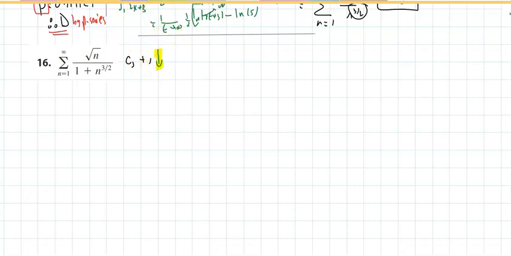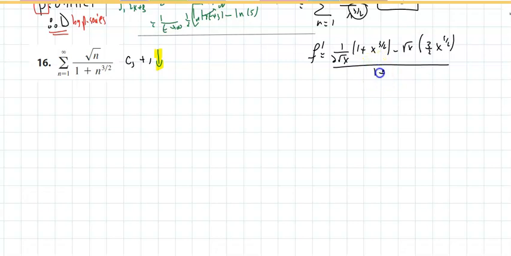And how do you do that? You go on the side, you say, all right, well, let's see. What is f prime? F prime is derivative of the top, that's 1 over twice the square root of x, times the bottom, minus the top times derivative of the bottom, all over the bottom squared.